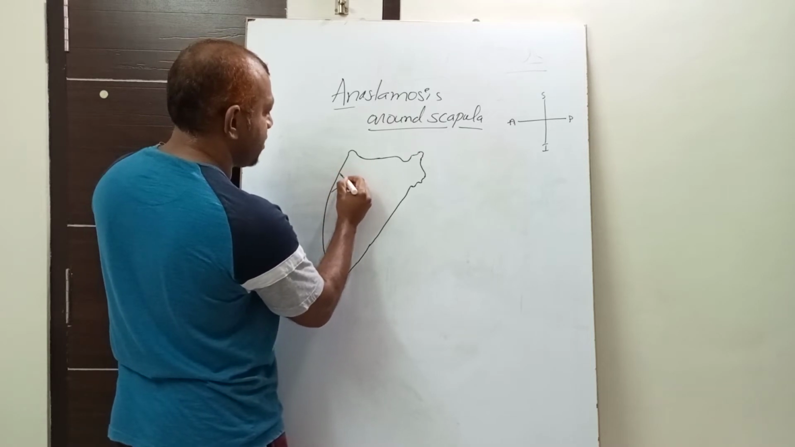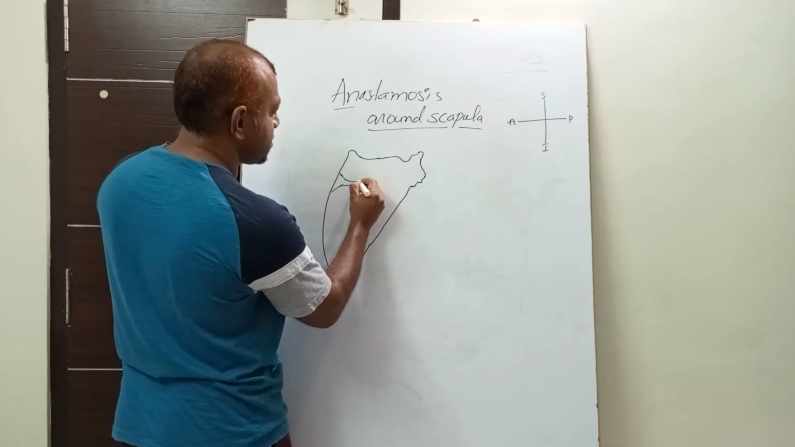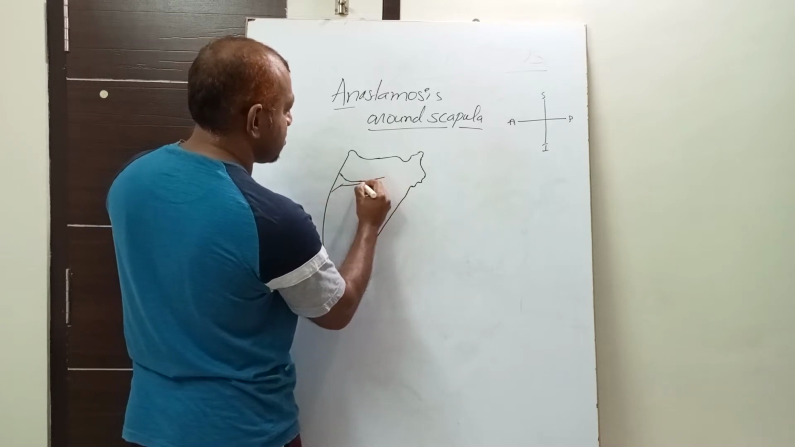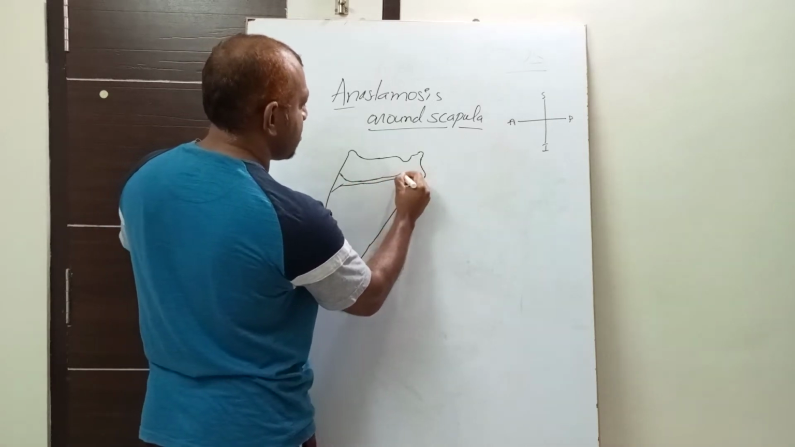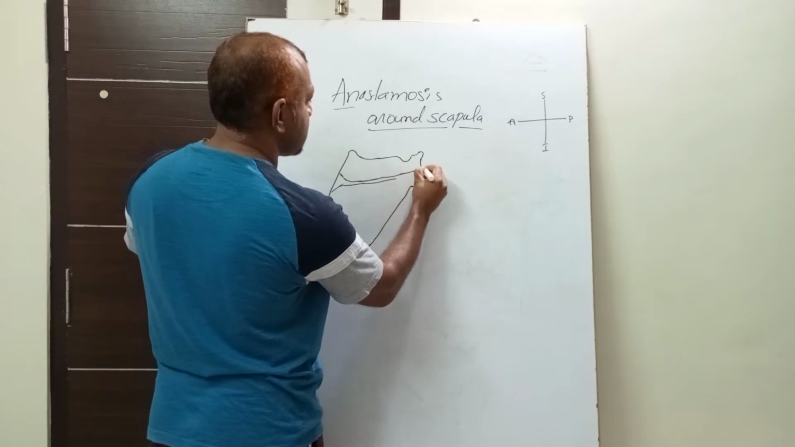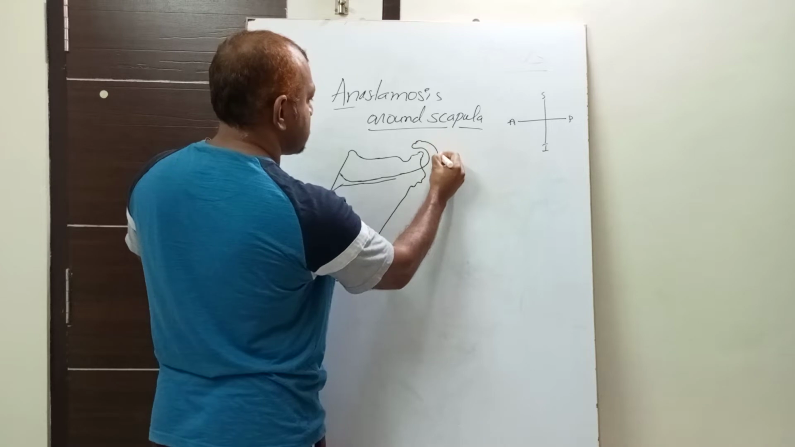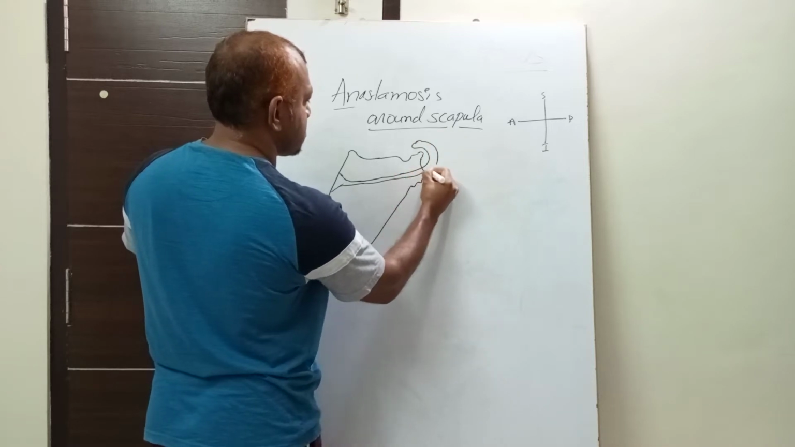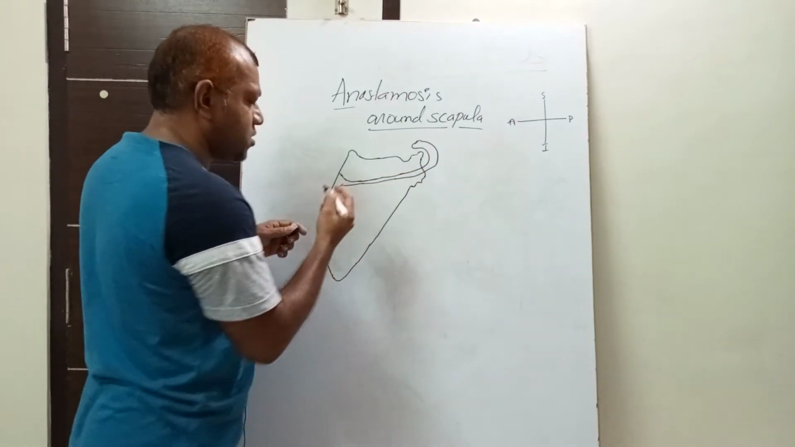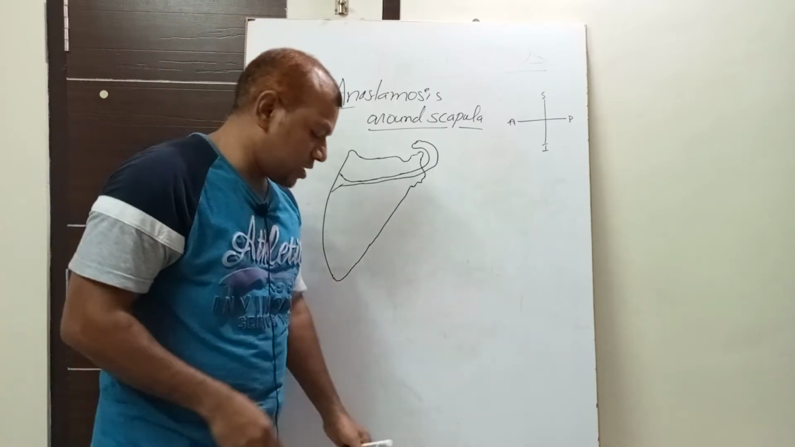Here you can identify the scapula. This is the spine of the scapula, which is extending like this, and it extends as the acromion process. This is the acromion process. So this is about the scapula, how it is present in our body.